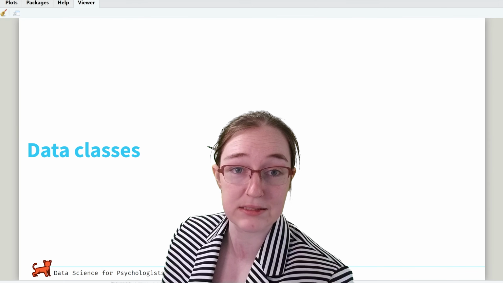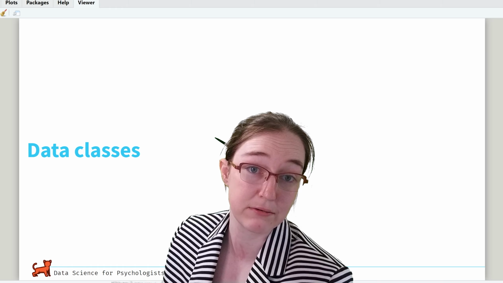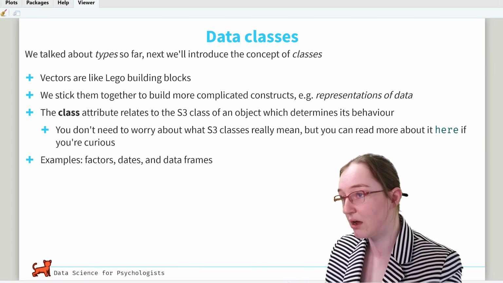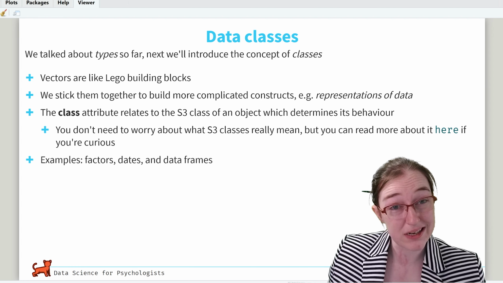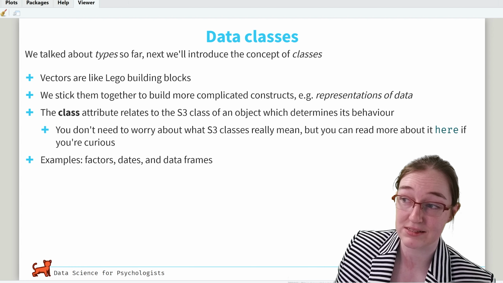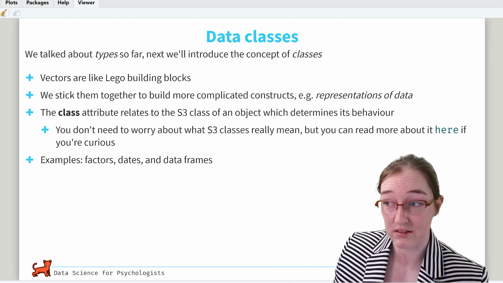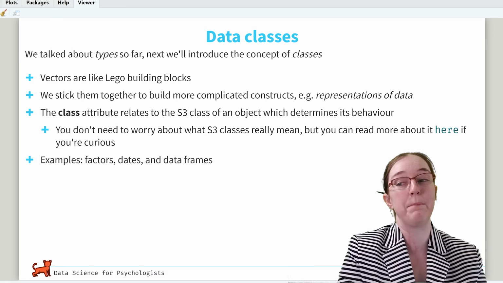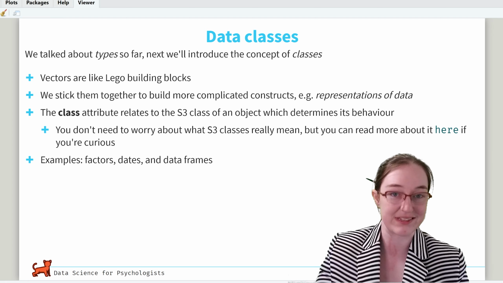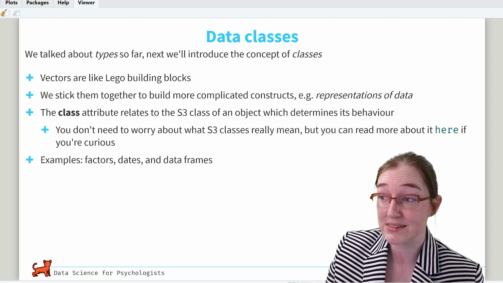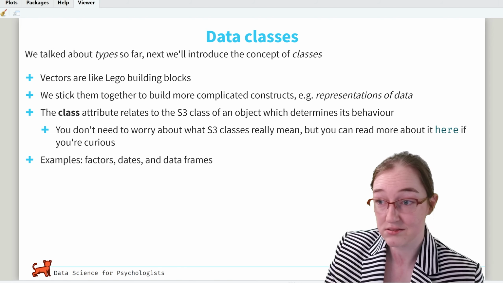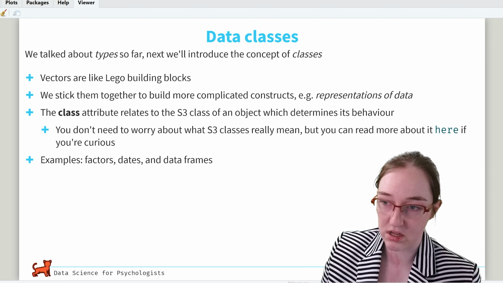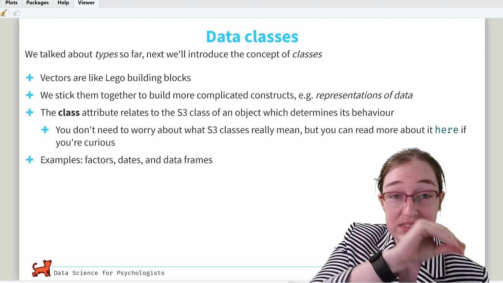Let's talk about data classes right now. We've talked about types so far, but now we're going to introduce the concept of classes. Vectors are essentially Lego building blocks, and we stick them together to build more complicated constructs, essentially representations of data. The class attribute is attached to all objects, and that class determines that object's behavior.